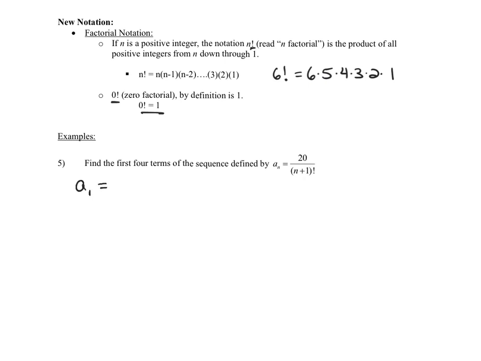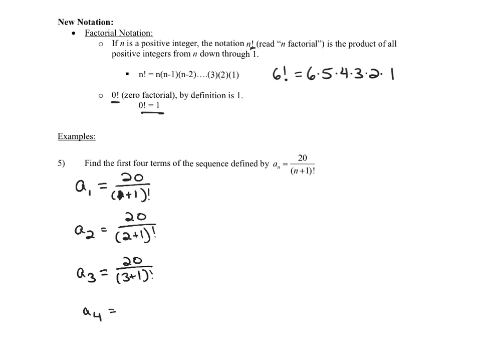So A1 is 20 divided by 1 plus 1 factorial. A2 is 20 over 2 plus 1 factorial. A3 is 20 divided by 3 plus 1 factorial. And A4 is 20 over 4 plus 1 factorial. So now we'll do some computation.